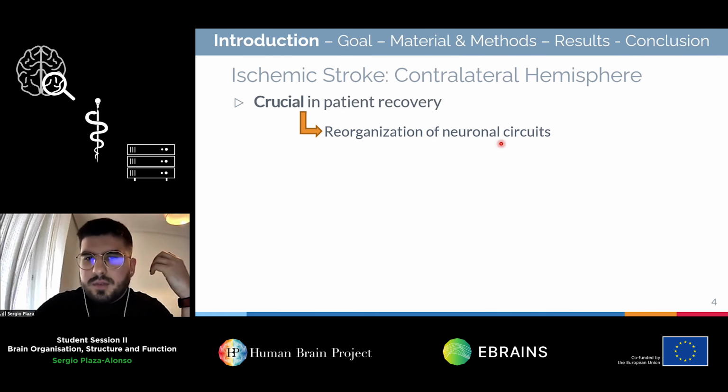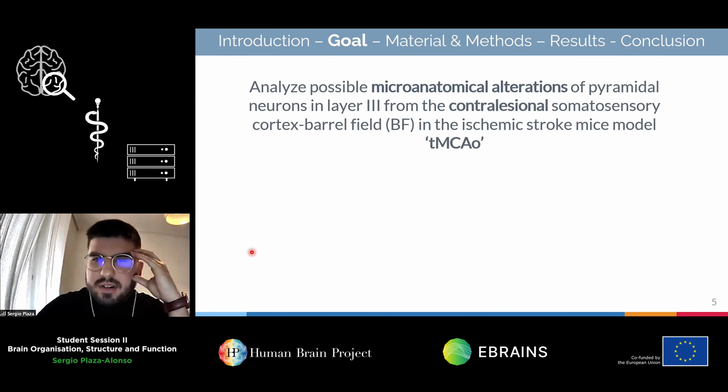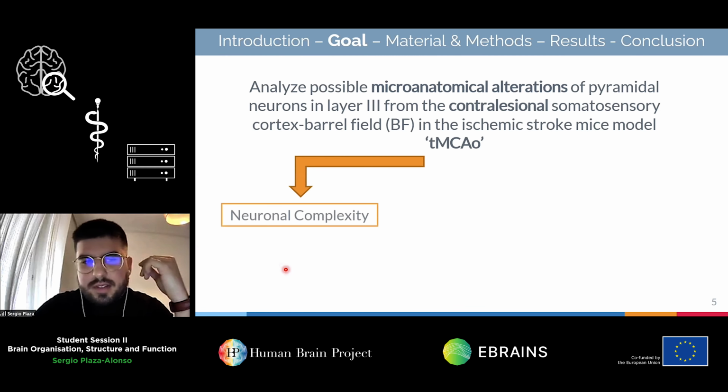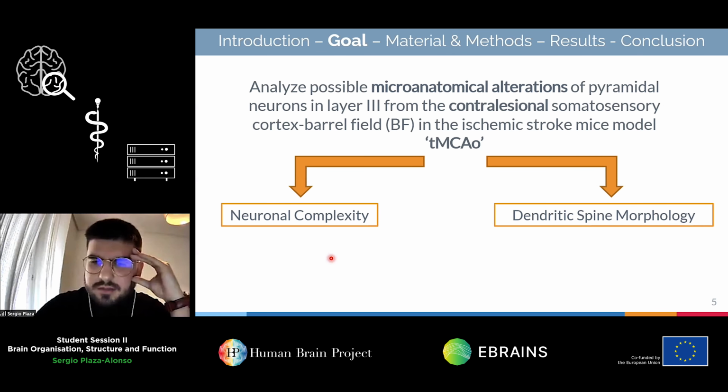Given this, the goal of the present study was to analyze possible microanatomical alterations of pyramidal neurons in layer 3 from the contralesional somatosensory cortex in the ischemic stroke mice model tMCAO. This was assessed through two different approaches: the study of neuronal complexity regarding several morphological parameters of the apical and basal dendritic trees, and the study of dendritic spine morphology.